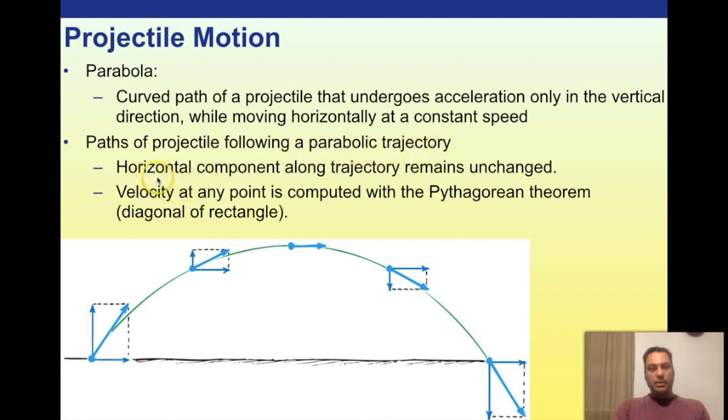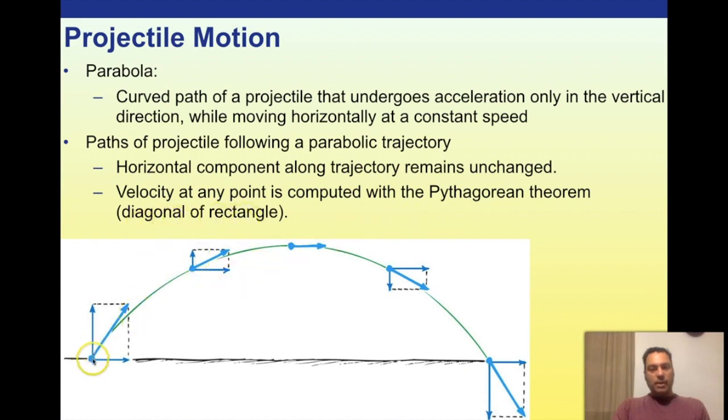These are what we're going to see. The horizontal component along the trajectory remains unchanged. In other words, you see this arrow here, this is the horizontal component. Notice it's the same length in each one of these. So that never changes. But the velocity at any point is computed with the Pythagorean theorem, diagonal of the rectangle.